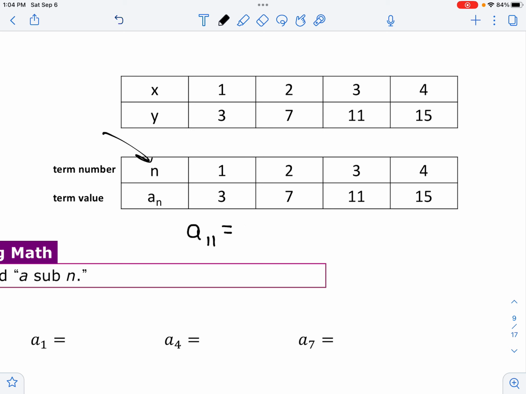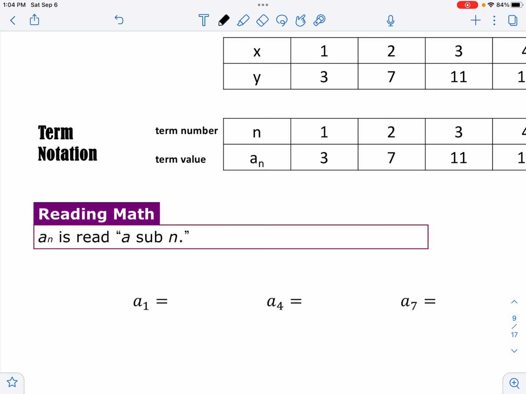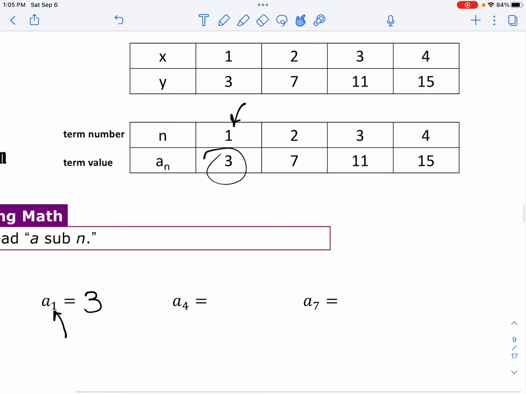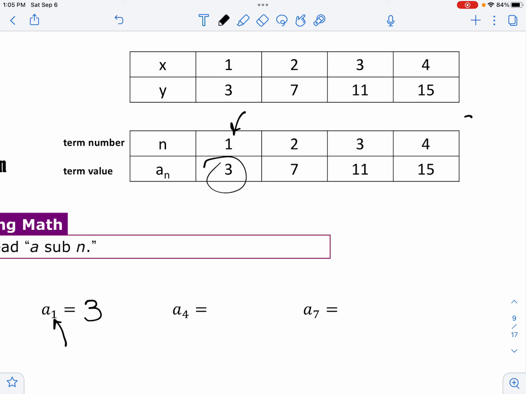But on the bottom here, it says, what about a sub 1, a sub 4, a sub 7? Let's do that. A sub 1, this is the term. You see the term would be that one right there. So a sub 1 would be this term right here, 3. A sub 4, we also know. Here's 4. So a sub 4 is 15.